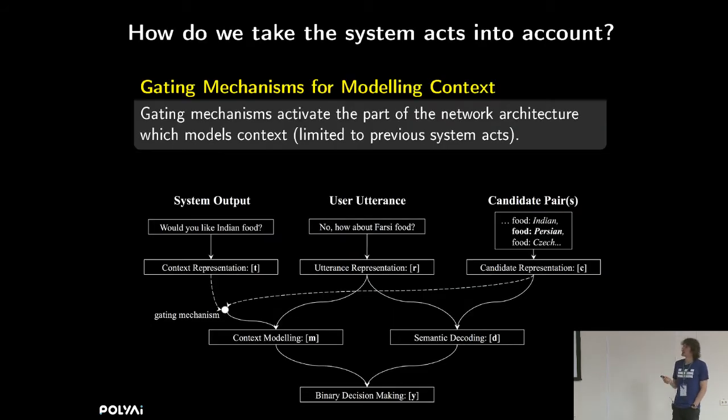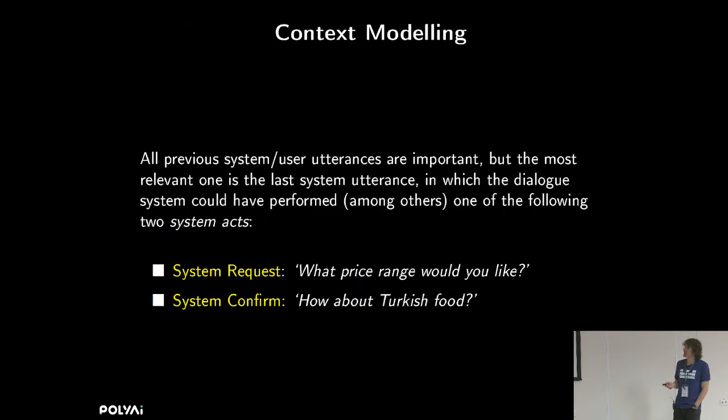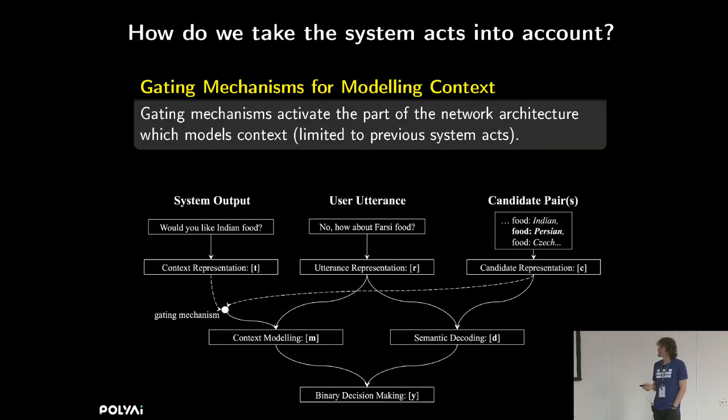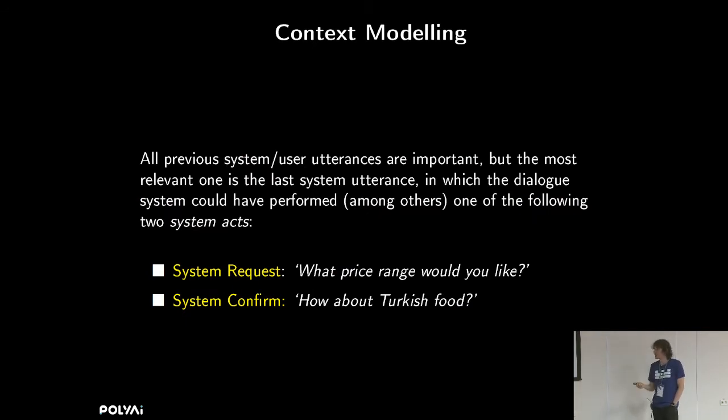And for modeling context, something similar is done. So this gating mechanism, I don't remember exactly what that was. I think the idea is that it's always the last system act that's most important, and we can divide the last system act into two different groups. The first one is system request, when the system asks something so the user has to provide this extra information, and the second is system confirm, where all the content is in the system utterance, and the user just says yes, or, to what type of food would you like, the user just says any.